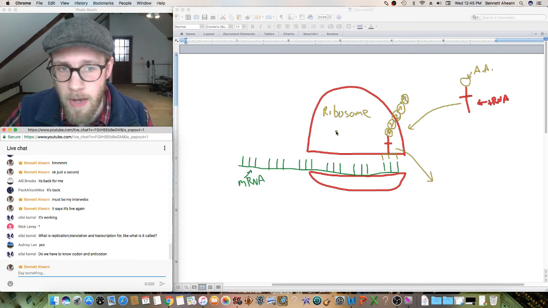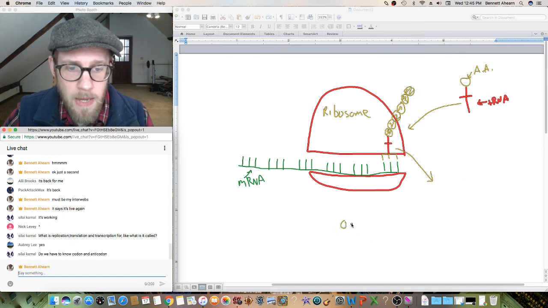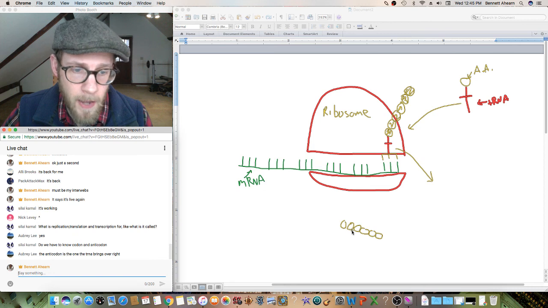Whatever last amino acid there is, that's it. And that last amino acid will get stuck onto the chain. That chain will detach from the ribosome. And that bead that you've made is a polypeptide. Remember, polypeptides are proteins that haven't folded yet.